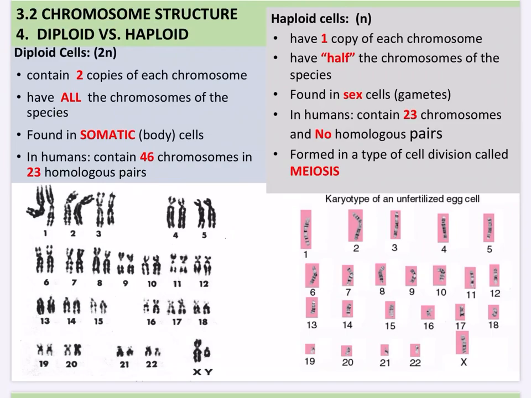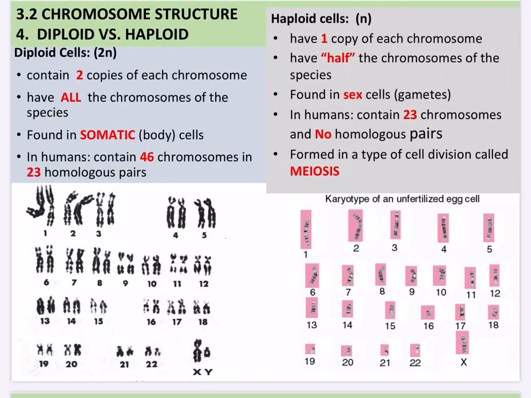Diploid versus haploid. So diploid cells are every cell in our body except for one type of cell. They carry 2 copies of each chromosome. So they have all 46 chromosomes that our species of humans has. So diploid cells in all types of organisms have their specific number. We humans have 46. These are found in your somatic cells, your body cells. So all your bone cells, your nerve cells, your skin cells, your hair cells, your blood cells, etc. So again, a human diploid cell would have 46 chromosomes in it.